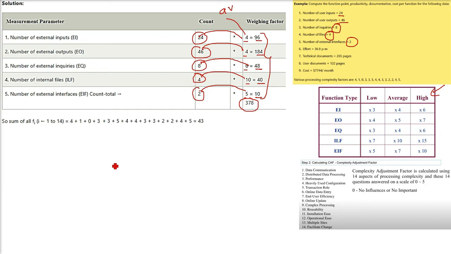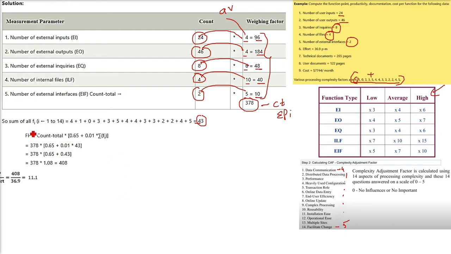And now we need to find sigma Fi also. So count total is known. How do we know sigma Fi? Because the values are already given. We don't have to give the number from 1 to 14. Otherwise we would have given 0 to 5 ordinal values to each of these 14 factors, and then we would have just added them. So these are all values 4, 1, 5 like this, already given in the question. So we'll just add them. When we add them, we get 43. So don't go into the computation detail, just know how we do it. 43 is there. Count total is 378. Then we know the formula 0.65 plus 0.01 into sigma Fi. Sigma Fi is simply 43. Now 378 here, just put it, you get 408.